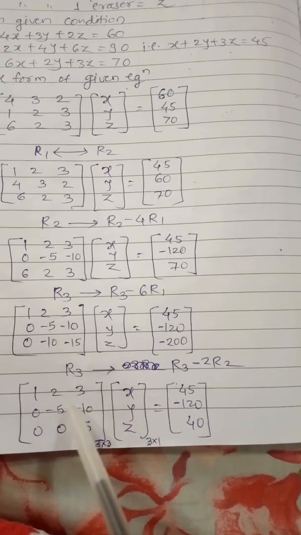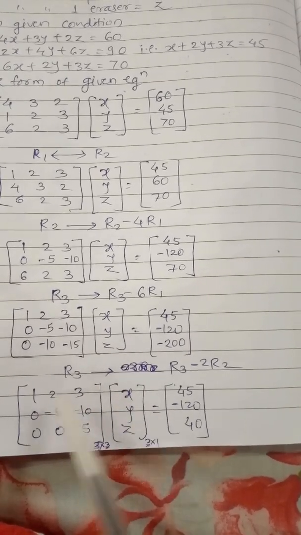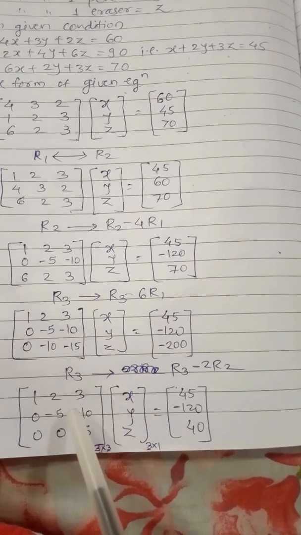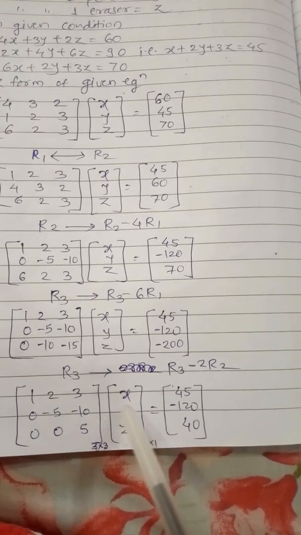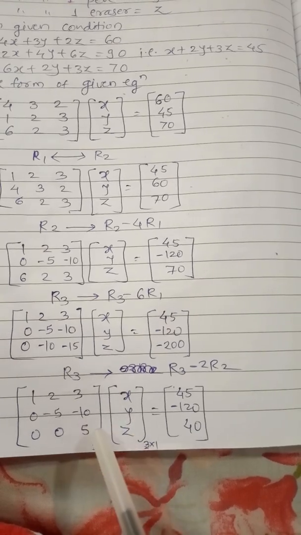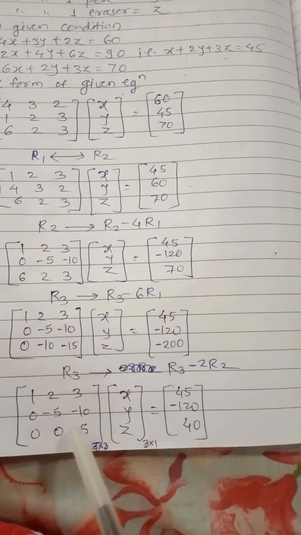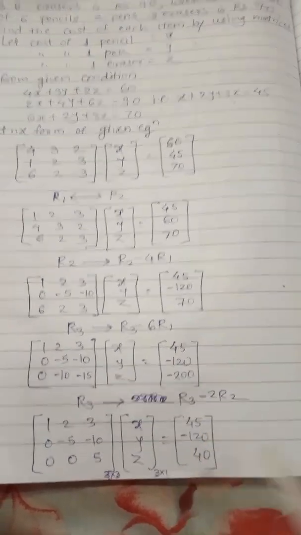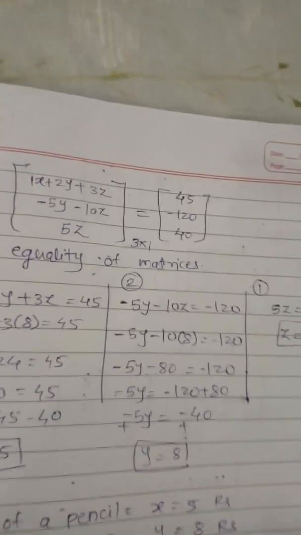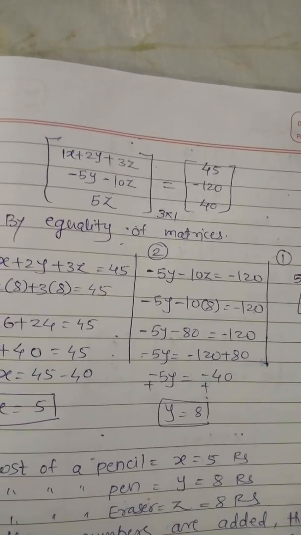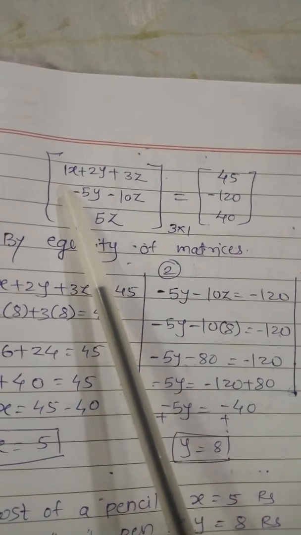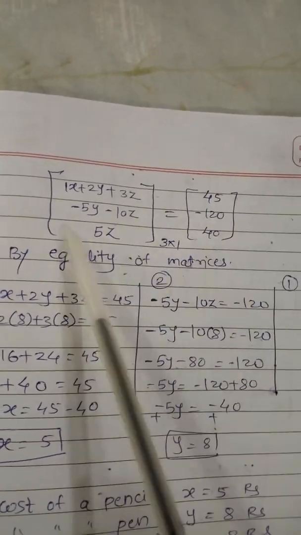Now we are going to take the product of these two. So we'll get here 1x plus 2y plus 3z. Second member minus 5y and minus 10z. And the last one, 0x plus 0y and plus 5z, equal to this matrix as it is. So there is no need to write down the 0. You can directly write it like this, that is 5z. No need to write 0x. So by equating these two, we get the 3 equations.